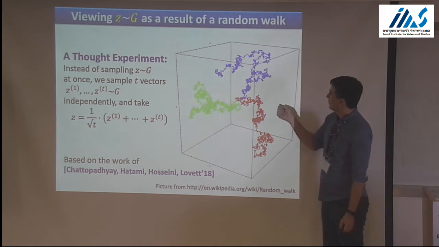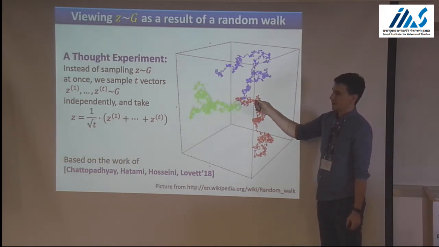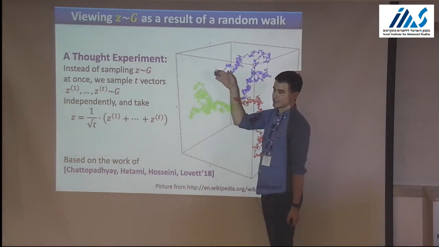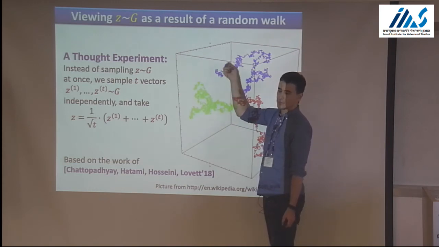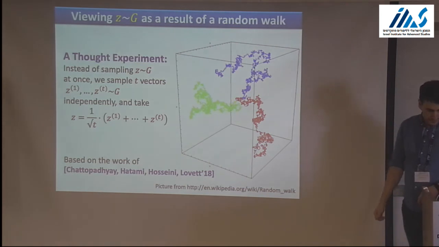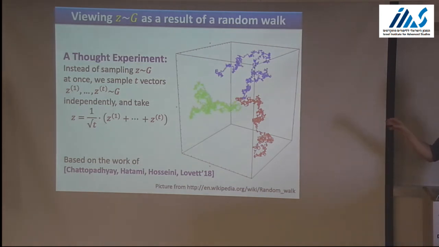And if you take the limit of t going to infinity, this is really expressing a Gaussian as a result of a Brownian motion that eventually you stop at a certain time, and then the point that you sampled is really distributed according to a Gaussian distribution. So how does this help us?